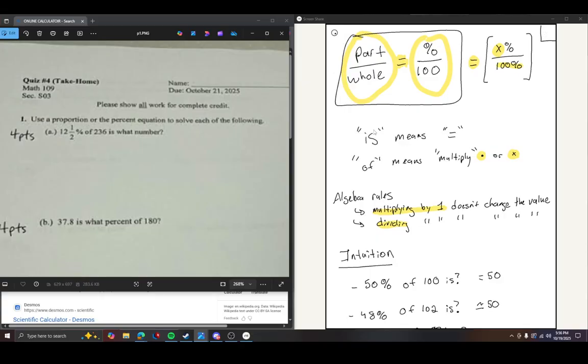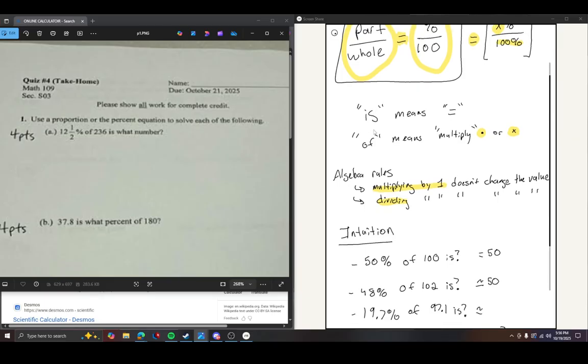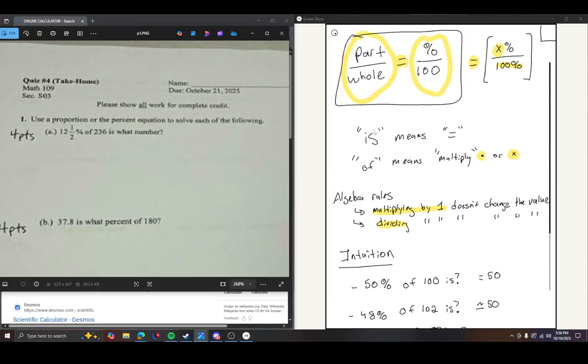So the intuition that I was talking about, right? If I asked you, what is 50% of 100, I hope it's obvious that the answer is 50. Half of 100 is going to be 50. So the next step is, what if I asked you what is 48.97% of 102.6? Well, what you know is it's not 50, but it's close to 50. So that's sort of the intuition that I'm talking about.